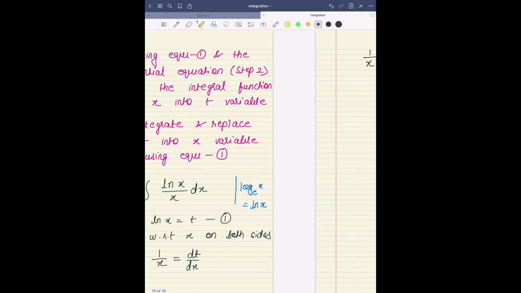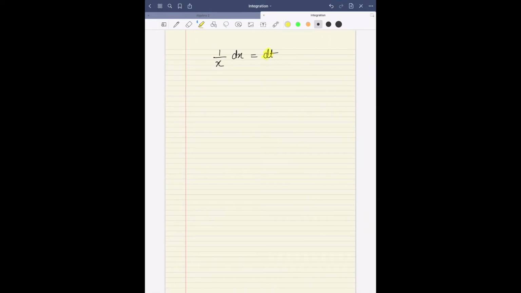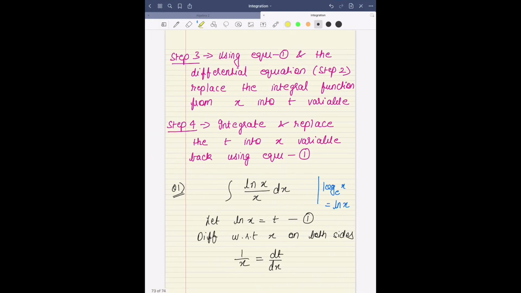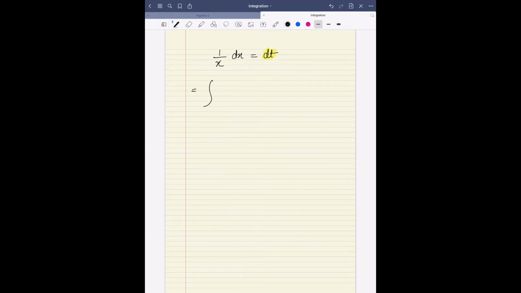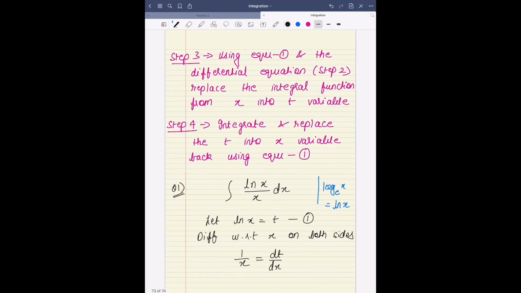Now we have 1 by x dx as dt. So let me show you. Can we rewrite our integral as the integral of ln x times 1 by x? I'll not write it this way, because it generally confuses people that 1 by x is a log. So 1 by x times ln x dx. Now if you see, we have our 1 by x dx as dt. So this is what we mean by replacing the integral function from x into the t variable.